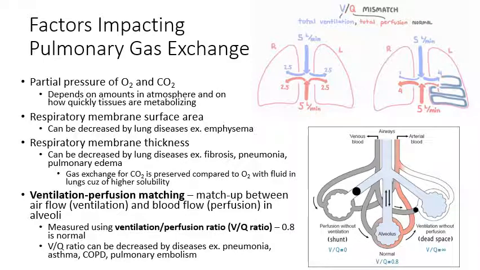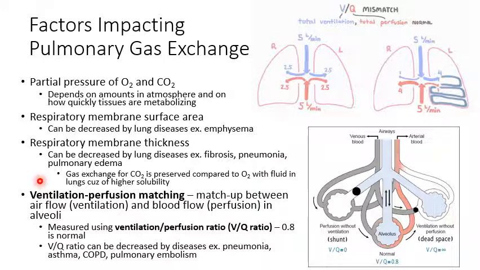First, everything relies on the partial pressure of oxygen and carbon dioxide. That depends on how much oxygen and how much carbon dioxide you have in the atmosphere, and it depends on how quickly the tissues are metabolizing. The amount that you have in the atmosphere is determining the partial pressure of oxygen and carbon dioxide in the alveoli, and then how fast you're metabolizing is determining the partial pressure of oxygen and carbon dioxide in the plasma of the blood. If you're metabolizing more quickly, then you're going to have less oxygen and more carbon dioxide. So the bigger the partial pressure gradient is, the more gas exchange you're going to have.